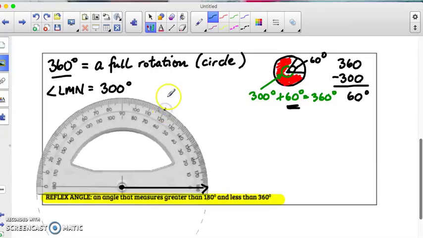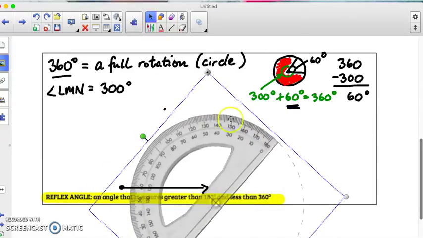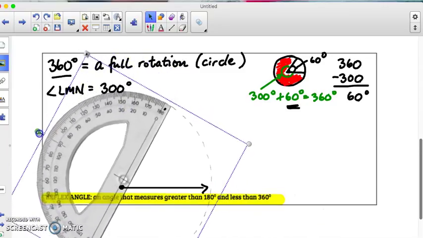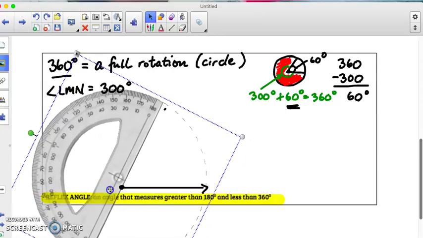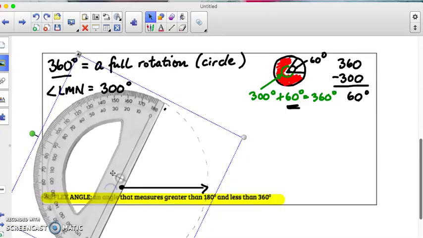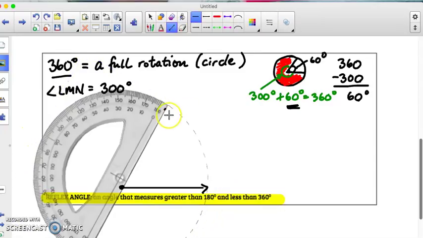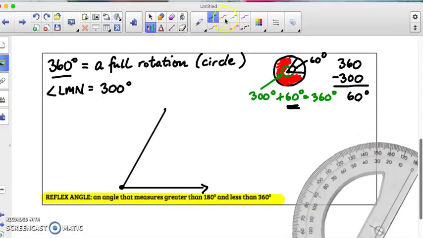Mark it up again. Take your protractor away, and then line it up so that the vertex and that line meet. That's about right. Connect it with a straight line again. Take away the protractor, and mark that up. You're still going to call it LMN.